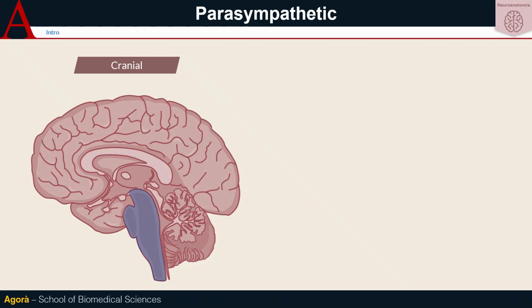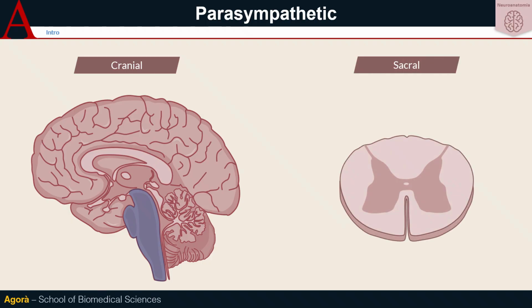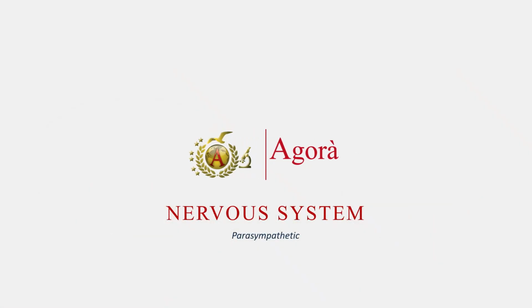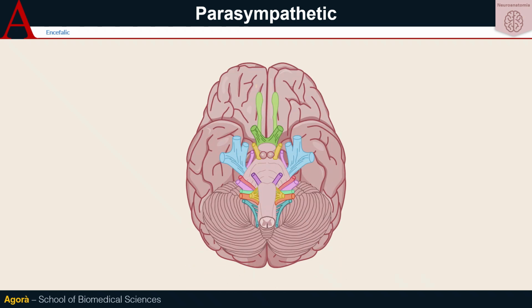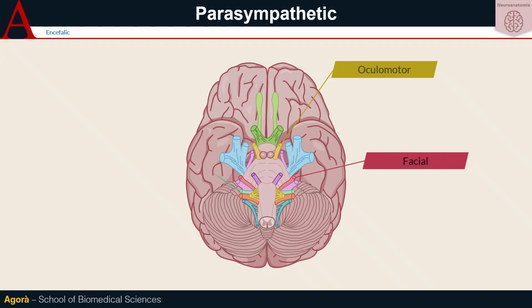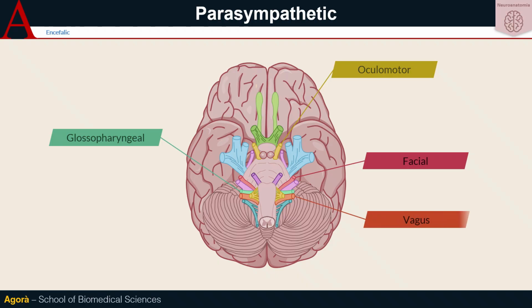Parasympathetic system. The parasympathetic system can be divided into cranial and sacral according to the location of its nuclei. Cranial parasympathetic system. The visceral effector nuclei of the cranial division are part of the oculomotor, facial, glossopharyngeal, vagus and accessory nerves.